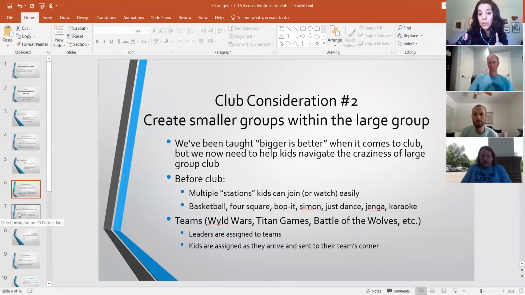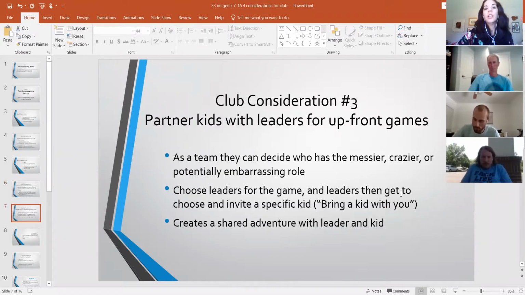Okay, this is the third consideration with the same group of characteristics, and then we're going to pause for a little conversation. Consideration number 3, which some of you have heard me say before, is consider partnering kids and leaders together for upfront games. Then as a duo, or if you have a leader and even two kids, they can decide together who has the messier, crazier, or more embarrassing role. If you've got shaving cream and you're throwing cheese puffs at it, sometimes the kid wants to be the person with the shaving cream on, and sometimes they don't. So you can decide that together, which is a very, very cool relationship for the leader and kid to be engaged in on that game.